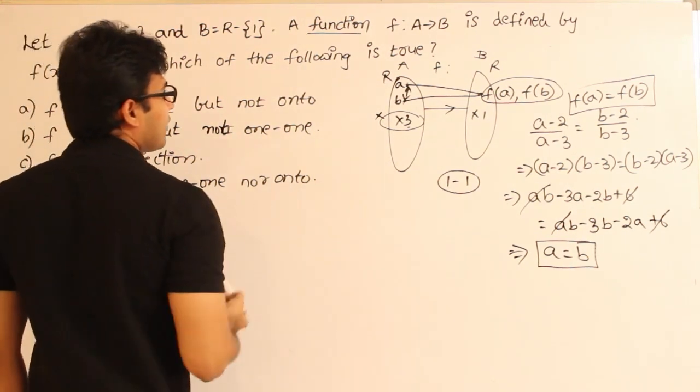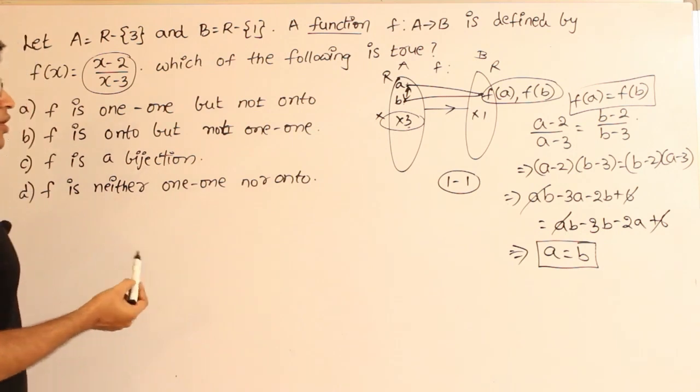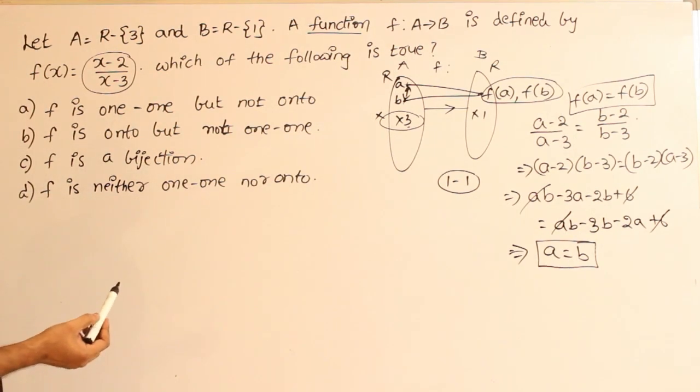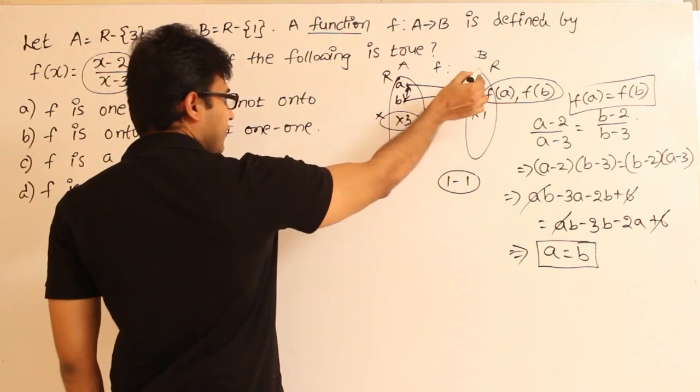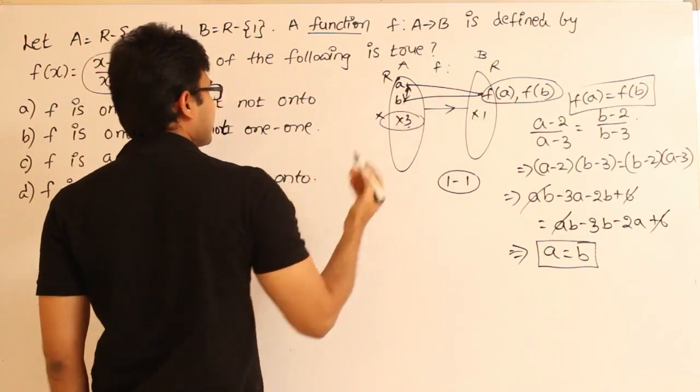Okay, fine. Now let's test whether it is onto or not. So what do I mean by onto? For every element in B, there should be a pre-image in A, right?